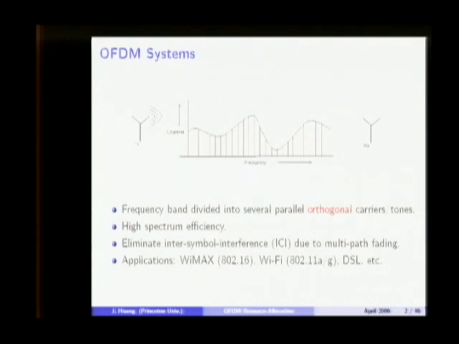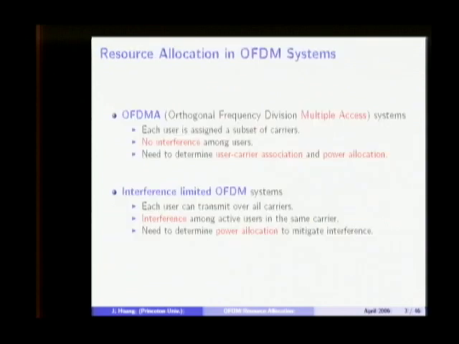OFDM has been the basic technology for many communication standards, including WiMAX, which is based on 802.16, and also Wi-Fi, which is the A and G versions of 802.11, and also in wireline networks, for example, DSL. So in today's talk, I'm going to focus on two kinds of resource allocation problems.